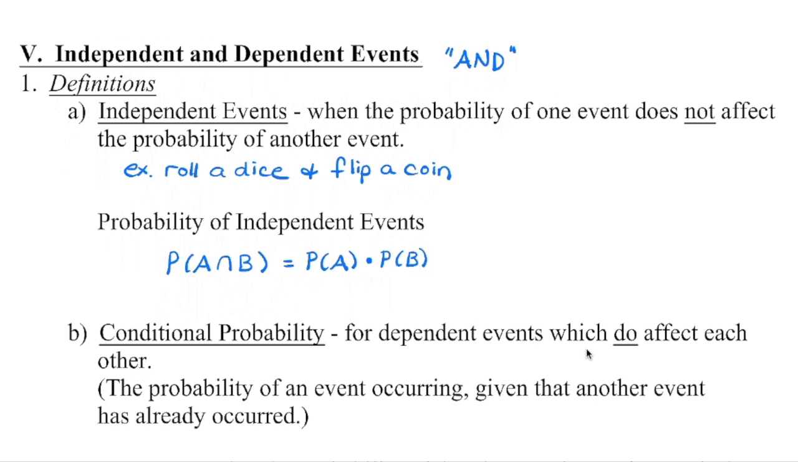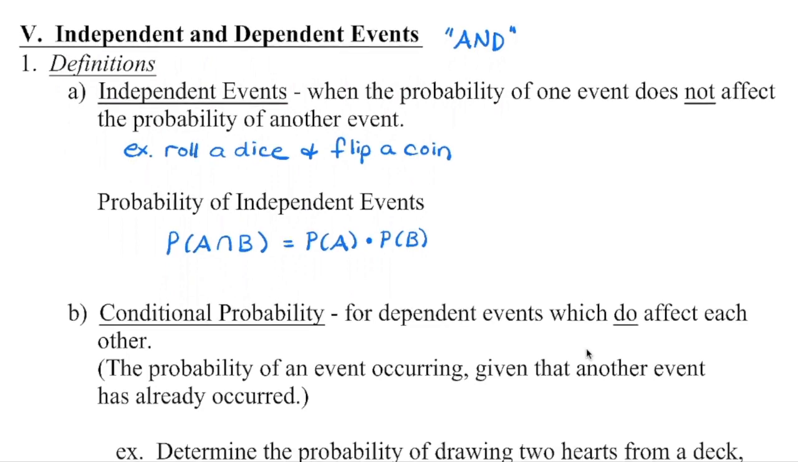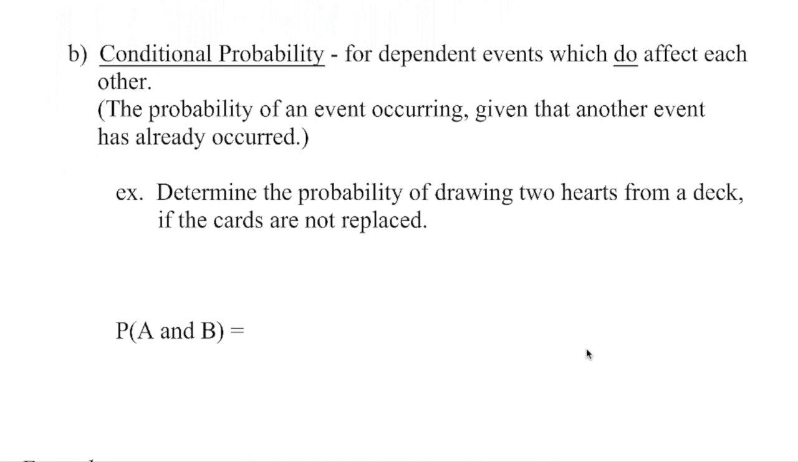The second type of probability using the word and is dependent probability, which is also called conditional probability. With dependent probability, what happens in the first event does have an impact on what happens in the second event. For example, if we draw a card from a deck and don't put it back, that impacts the probability of drawing a second card because we no longer have 52 cards in the deck.